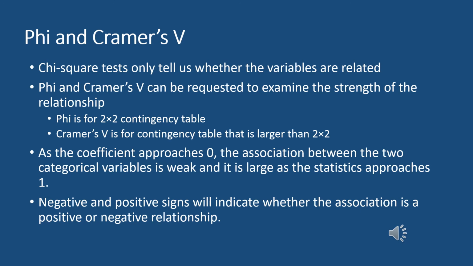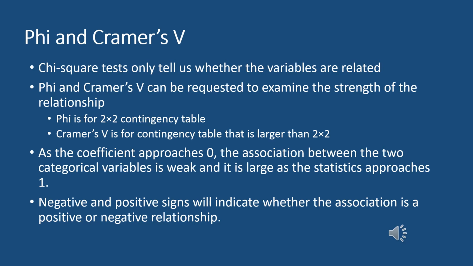So the chi-square test can only tell us whether the variables are related. The phi and the Cramer's V test can be requested when you're running the analysis to examine the strength of the relationship. Phi is when you have a 2 by 2 table, and Cramer's V is for the contingency table that is larger than 2 by 2.